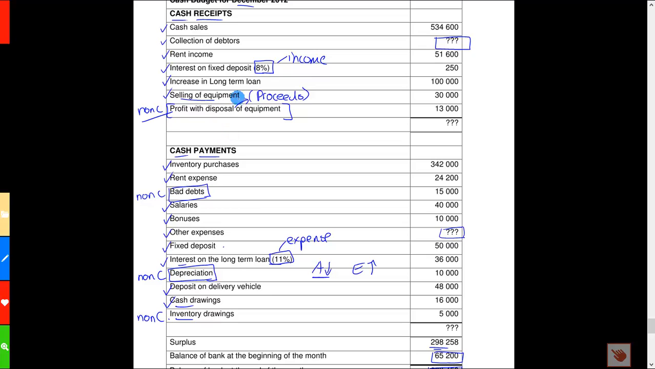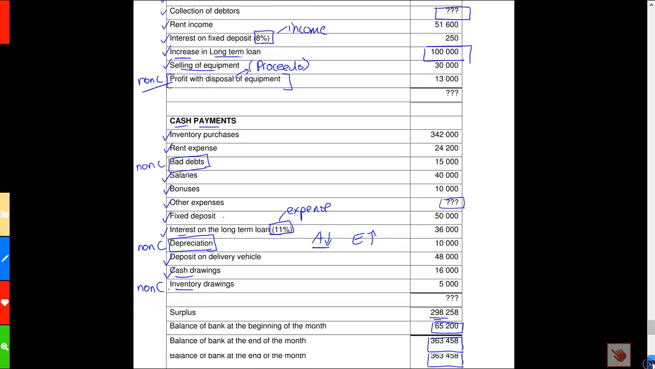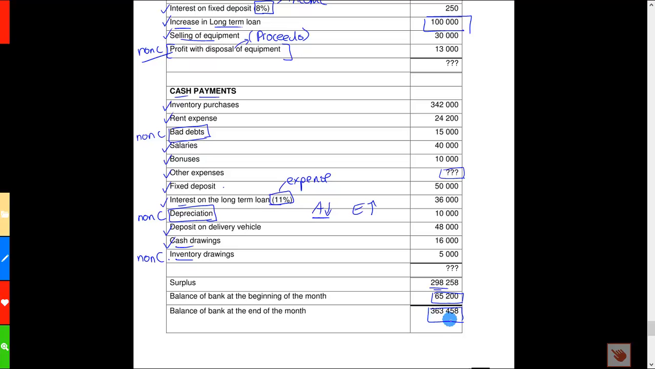The third thing they could have done, yeah, we see why on earth did they increase the long-term loan if they already had so much cash lying around. There's absolutely no need for them to have increased the long-term loan. So that's another thing they could have done. All right.